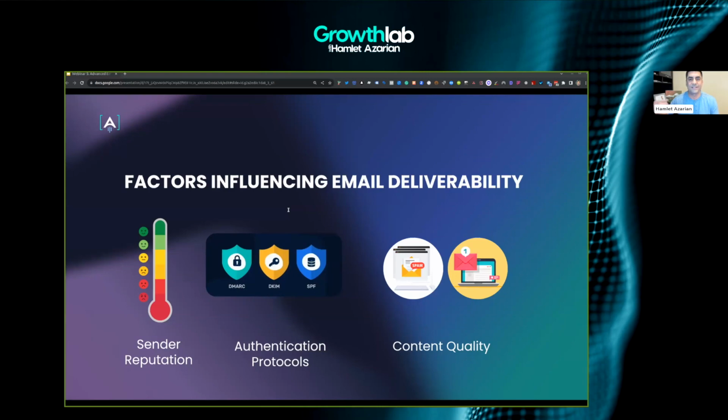What is the text to image ratio? Are there any words that could potentially trigger it as spam? There are different tools, and we will get into all of these, that will test this for you and ensure your content is safe, that it doesn't cause any issues, and that it will actually make it into the inbox.